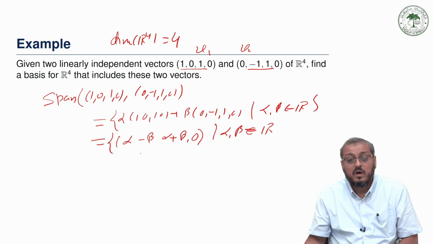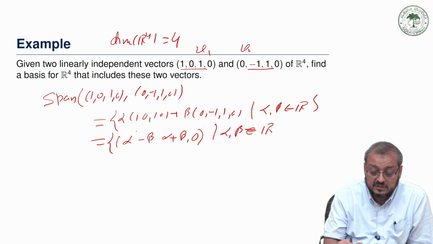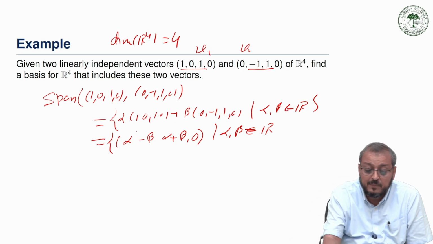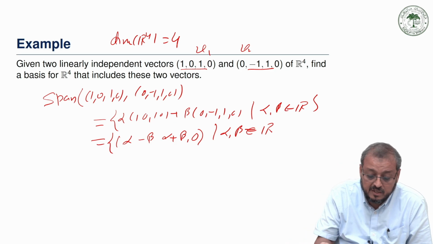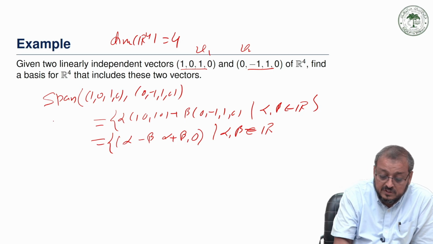Now we have to choose another element, because these two vectors are linearly independent but the dimension is equal to 4. So we choose another element which does not belong to the span of this, meaning this form.